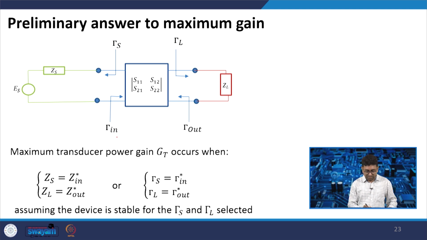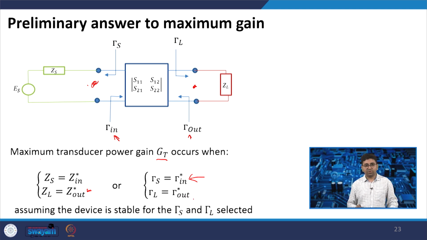So, this is the input reflection coefficient gamma in, this is the output reflection coefficient gamma out, this is gamma S and gamma L. In order to get the maximum transducer gain GT, you need a ZS which is Z in conjugate. So, at this node there is a conjugate matching, so that we will have maximum power transfer. That means you have a gamma S which is gamma in conjugate.